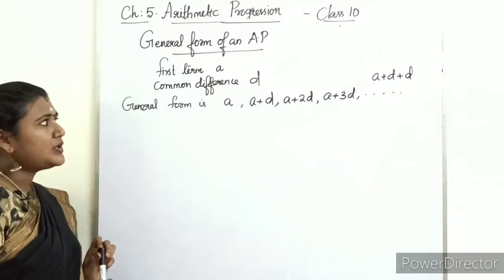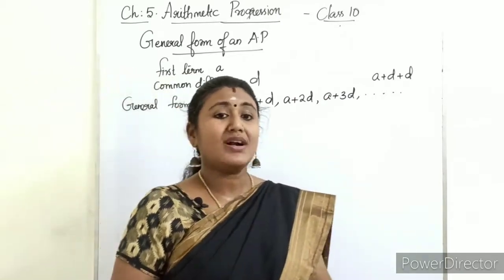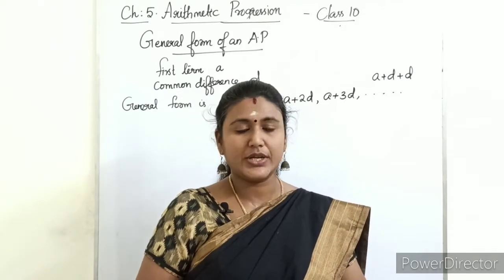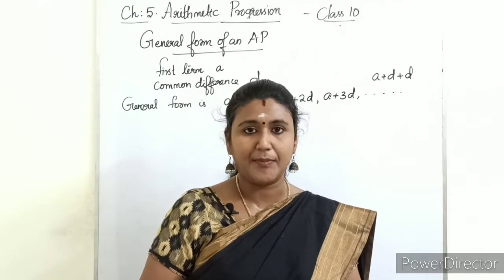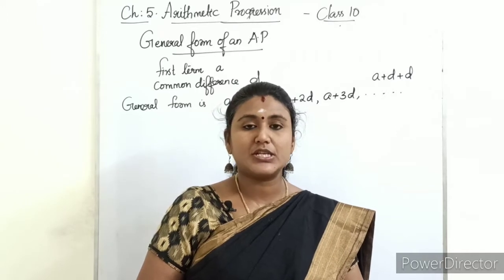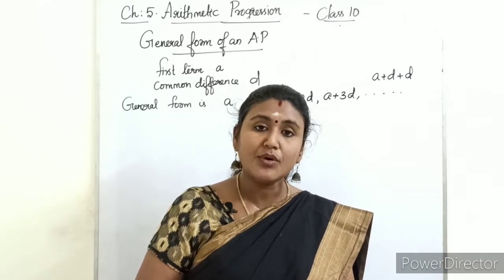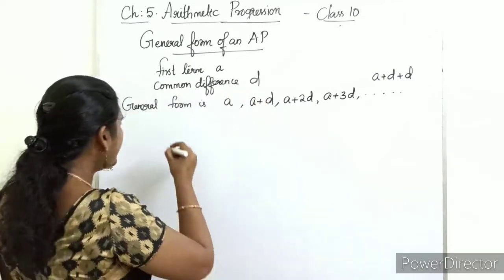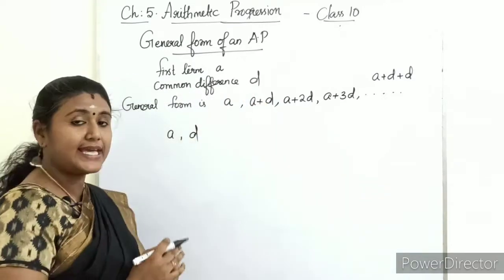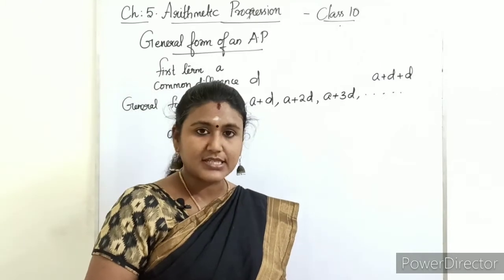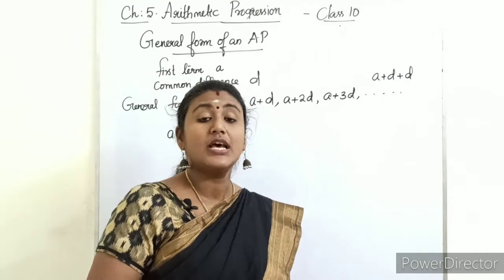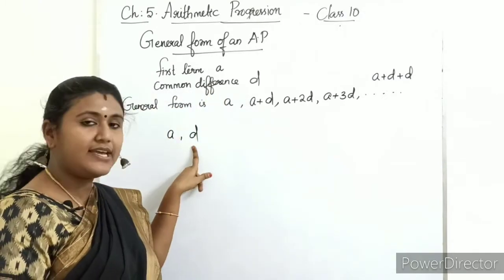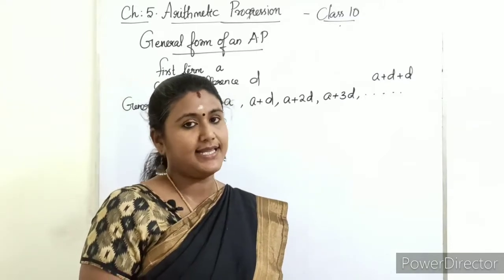Now, if you want to write an AP, what is the minimum information you need? You need to know the first term and the common difference. Okay, so you need these two values, that is A and D. A is the first term and D is the common difference. If you know the A and D values, then only you can write the AP.